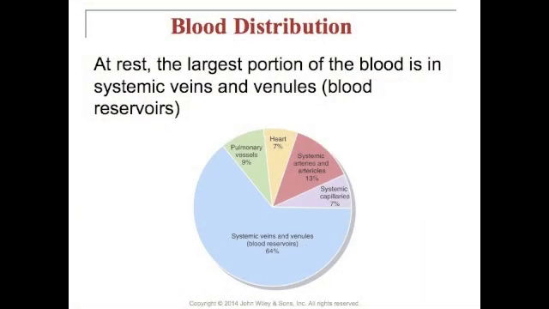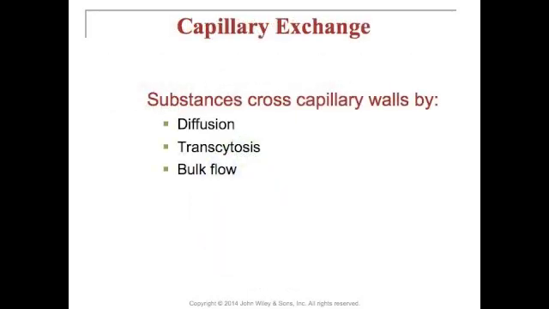So moving on to the next slide, blood distribution, and this is figure 21.6 on page 781. At rest, the largest portion of the blood is in the systemic veins and venules, and these are called blood reservoirs. Because systemic veins and venules contain more than half of the total blood volume, they are called blood reservoirs. Capillary exchange. Substances cross capillary walls by diffusion, transcytosis, and bulk flow.